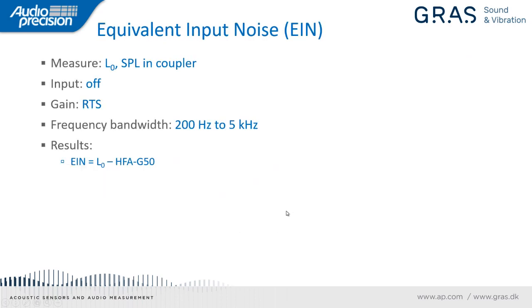Another metric is the equivalent input noise. Here, the input signal to the hearing aid is off. The gain is set to the reference test setting. The frequency bandwidth of the measurement is from 200 Hertz to 5 kilohertz. First we measure L0, the sound pressure level in the coupler, basically the noise level in the coupler with no input. And we calculate the equivalent input noise as L0 minus the HFA gain at 50 dBSPL.